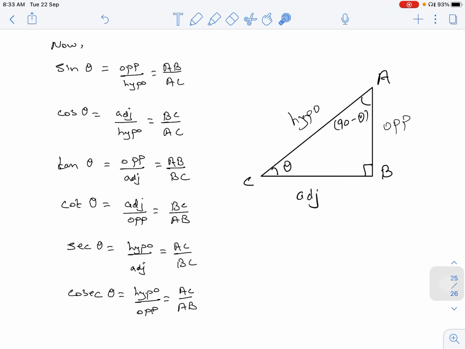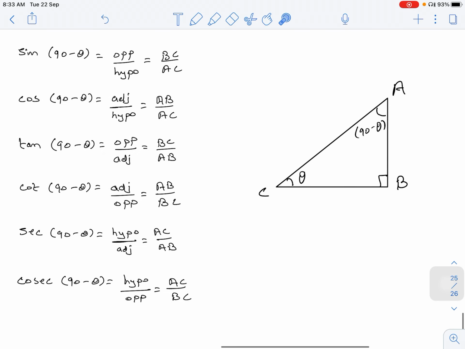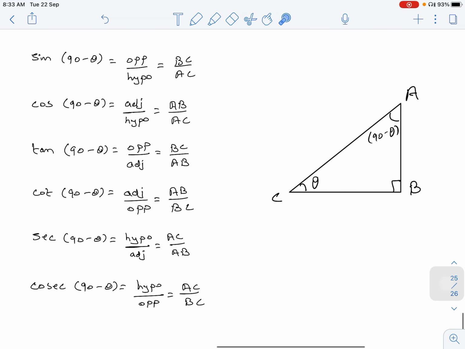Now let us write ratios for 90 minus theta. When we write ratios for 90 minus theta, the opposite and adjacent sides will change. How will it change? Let us see. Now in this figure we are going to find the ratios for this 90 minus theta. For this angle, which side is opposite? BC is opposite, AB is adjacent, and AC is our hypotenuse.